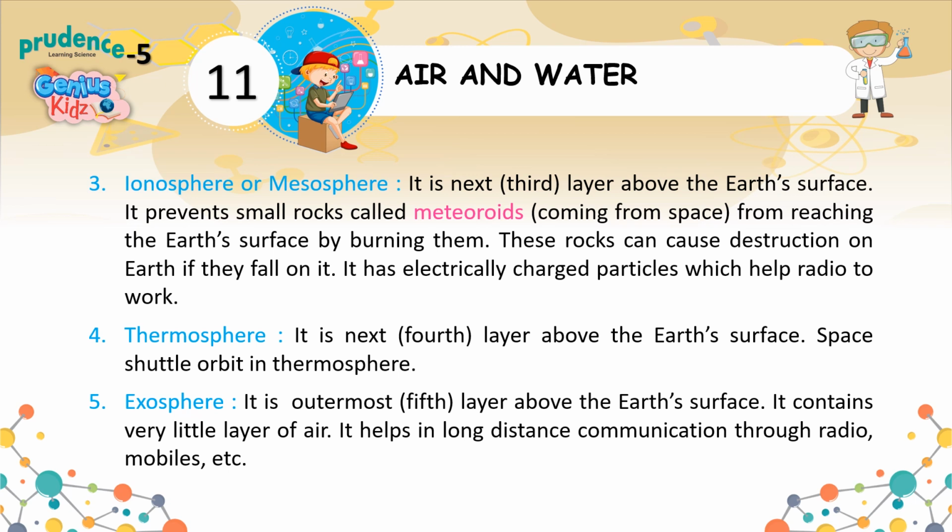4. Thermosphere. It is the next, fourth layer above the Earth's surface. Space shuttles orbit in the thermosphere. 5. Exosphere. It is the outermost, fifth layer above the Earth's surface. It contains very little air. It helps in long-distance communication through radio, mobiles, etc.